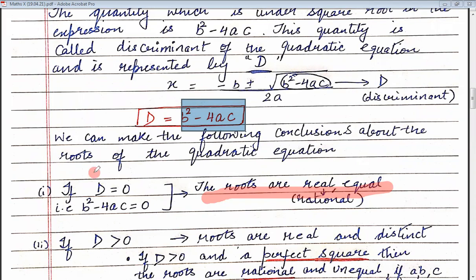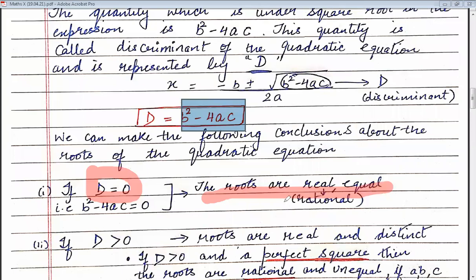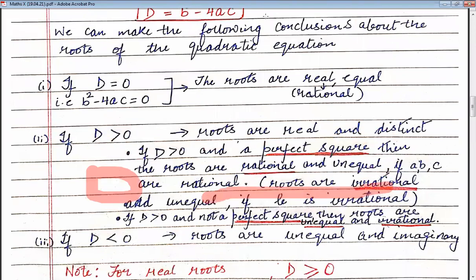I repeat, whenever your discriminant, that is b square minus 4ac, is equal to 0, then your roots are real and equal. Is it clear, students? So this is real and equal. And now next, if d is equal to 0, your roots are real and equal, or rational or irrational, it will depend on a and b. Okay, children, now let's have a look at the second one.